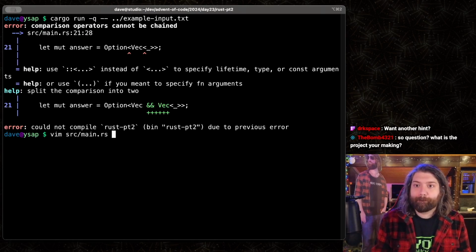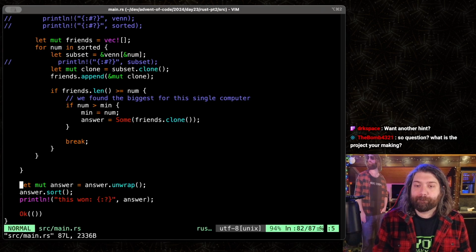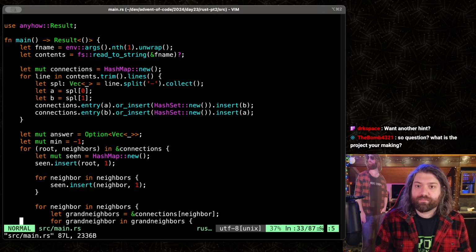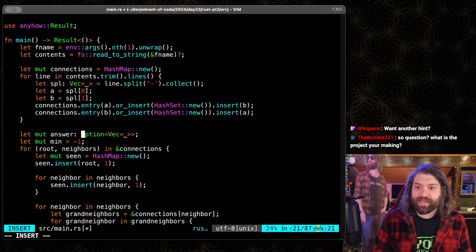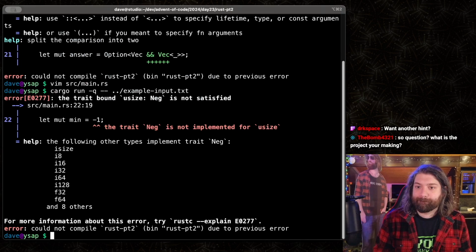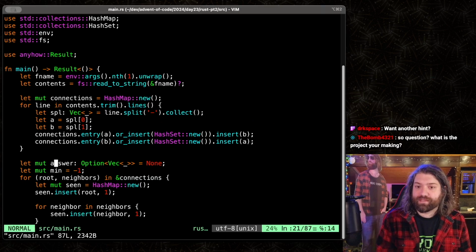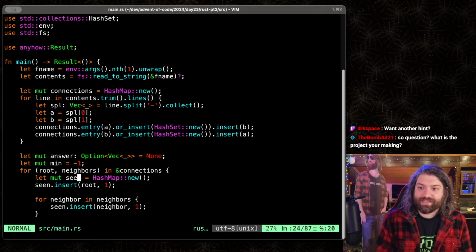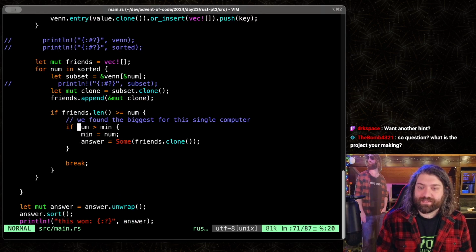Okay. What did I do wrong here? I see what I did wrong. That's not how you make an option. That's how you declare a type. You make an option by setting it. Oh, yeah. Rust. And their sentinel values.